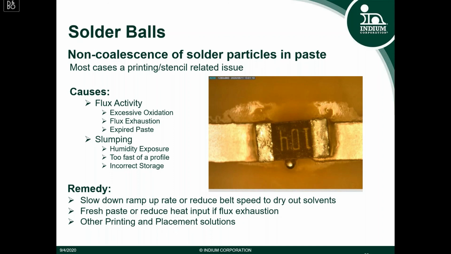So a way to fix these challenges is to slow down the ramp-up rate or reduce the belt speed to dry out the solvents. Use a fresh slot or fresh jar of paste, or reduce the amount of heat input so that the flux is not exhausted. And then again, as I mentioned, this is mostly a printing step issue, but there are other printing and placement solutions that can be considered as well.